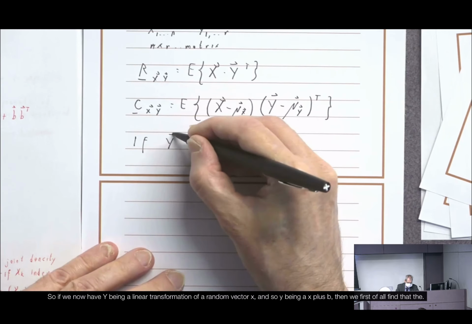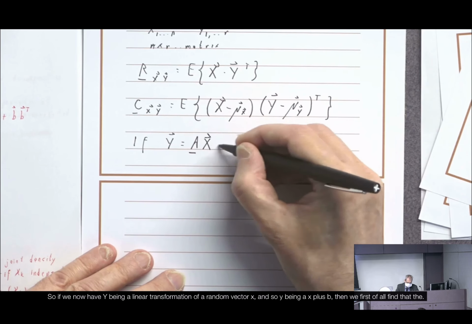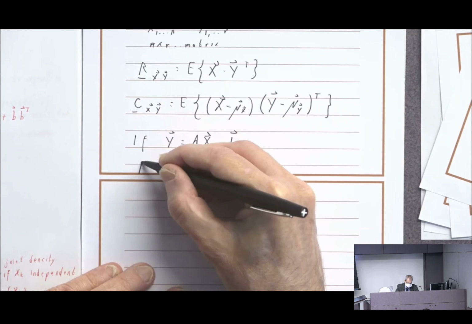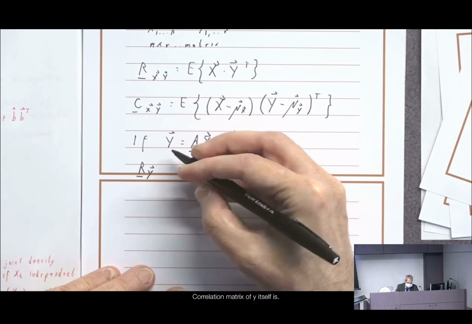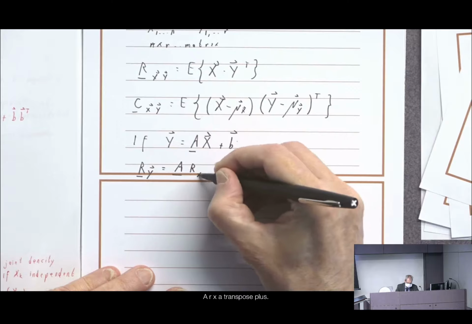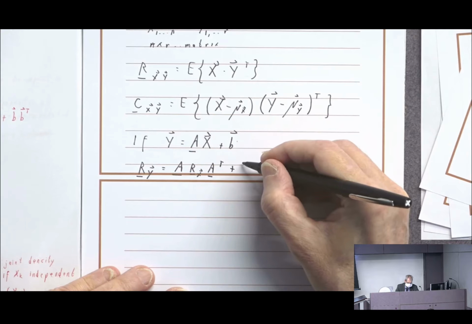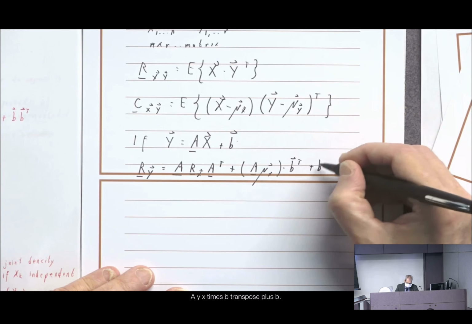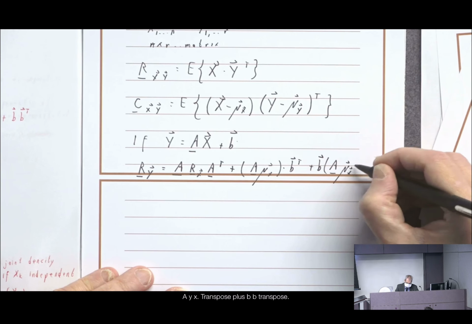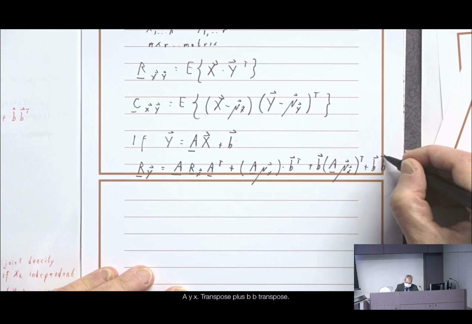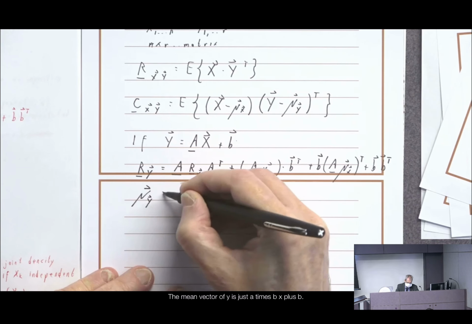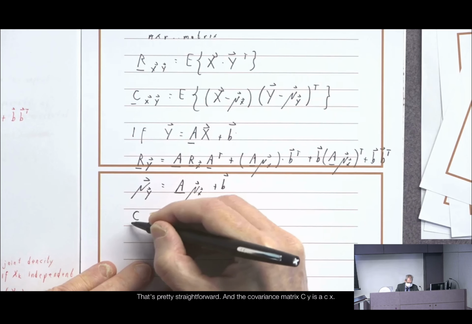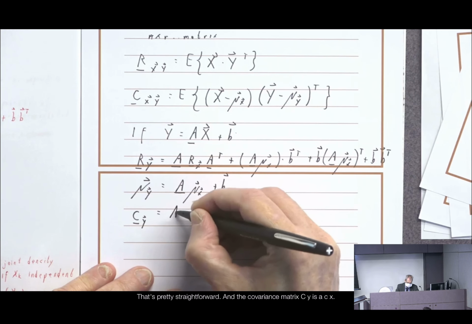So if we now have Y being a linear transformation of a random vector X, and so Y being AX plus B, then we first of all find that the correlation matrix of Y itself is A R_x A transpose plus A Y_x times B transpose plus B A Y_x transpose plus B B transpose. The mean vector of Y is just A times mu_X plus B. That's pretty straightforward.